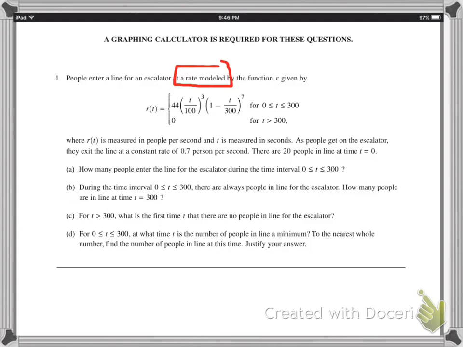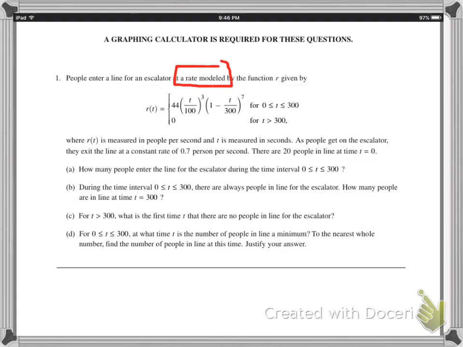So r is this piecewise defined function, so it's got this complicated looking piece for t between 0 and 300 inclusive. And note that r of t is 0 when t is greater than 300, which means that the rate at which people enter the line is 0. It means there's no change in the number of people entering the line, because this is those entering, not leaving, and that's going to become relevant a little bit later on. r of t is measured in people per second, and t is measured in seconds.